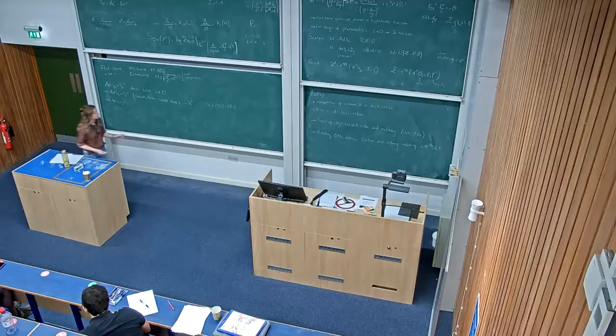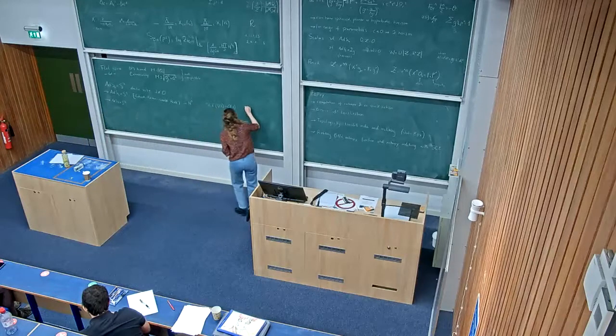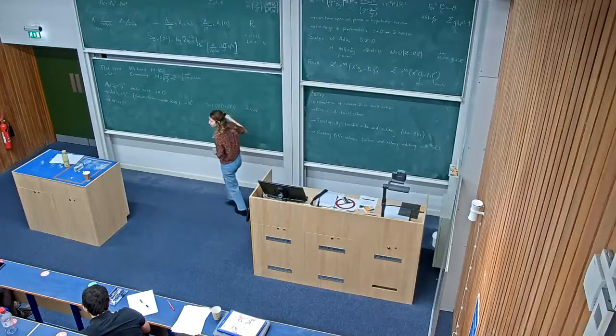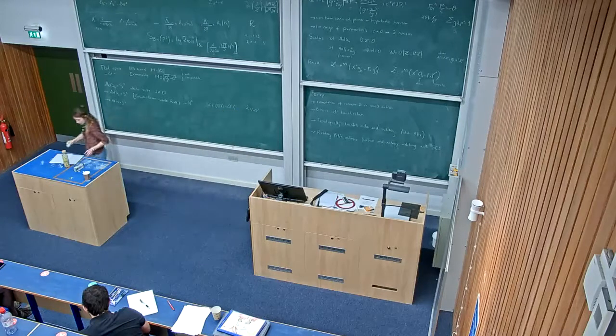And this corresponds to the partition function on S1 times S3. This is the boundary of the rotating black hole. But okay, let me see.